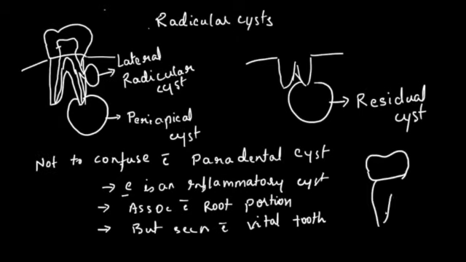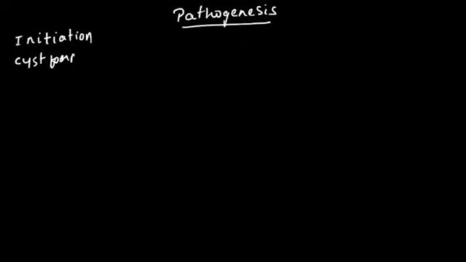This is how a paradental cyst looks. This is mostly the location of the paradental cyst, and it is not associated with a tooth having a necrotic pulp. Now let's understand the pathogenesis of radicular cyst, that is, how this cyst forms. There are 3 phases in the progression of radicular cyst: phase of initiation, phase of cyst formation, and the phase of cyst expansion.